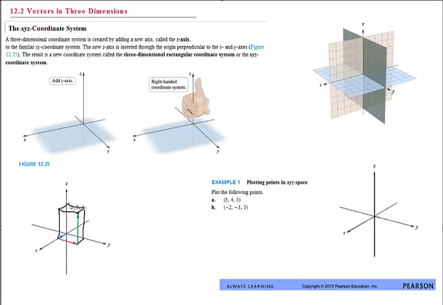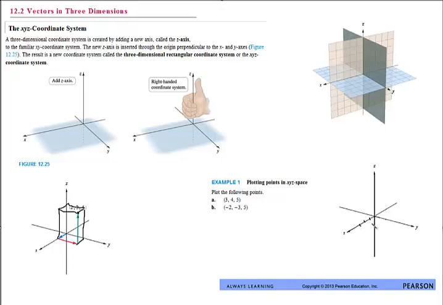Notice you're going to use this right hand rule. This is what we're going to use. We're going to say up is positive z, down is negative z. Notice it's coming down from here. Let's plot the point 3. So let's just make some ticks.